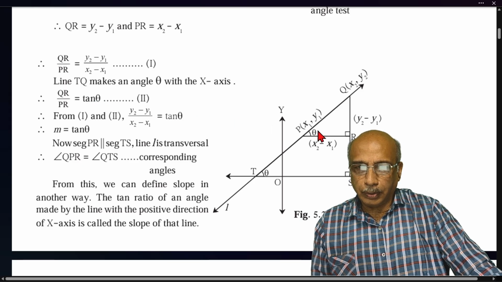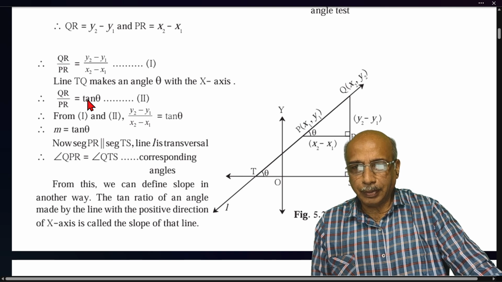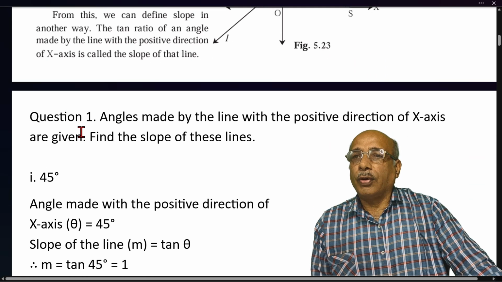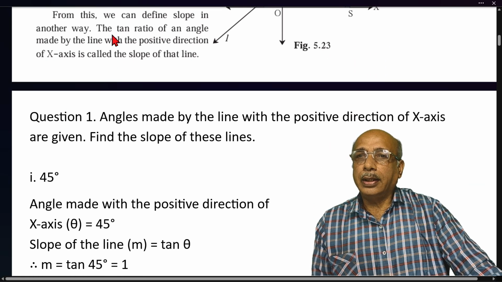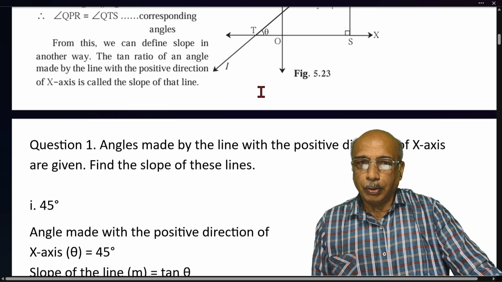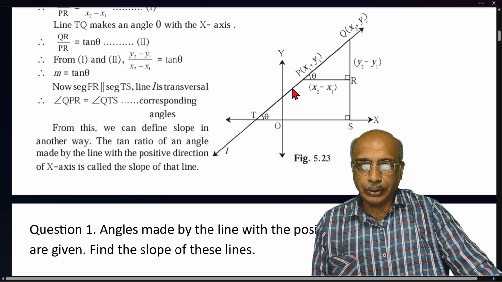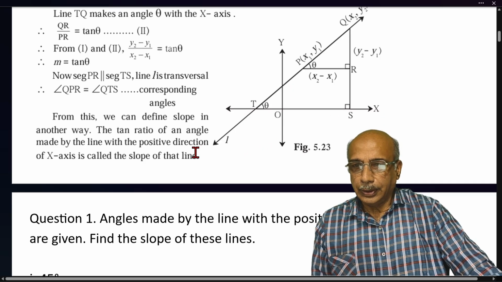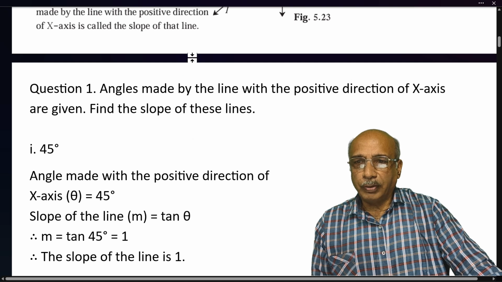You know, tan theta is what? Opposite side upon adjacent side. So QR upon PR is nothing but tan theta. Therefore, slope of line PQ, or m, equals tan theta. From this, we can define slope in another way. The tan ratio of the angle made by the line with the positive direction of x-axis, I am sure you understood, towards the positive, is called the slope of that line.